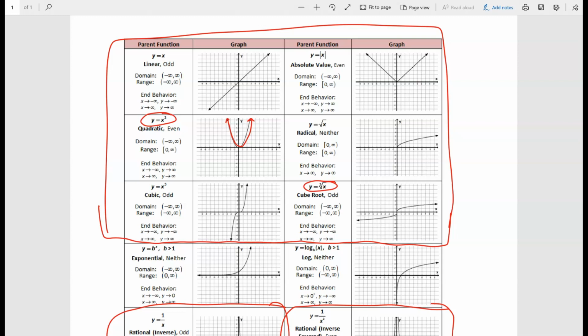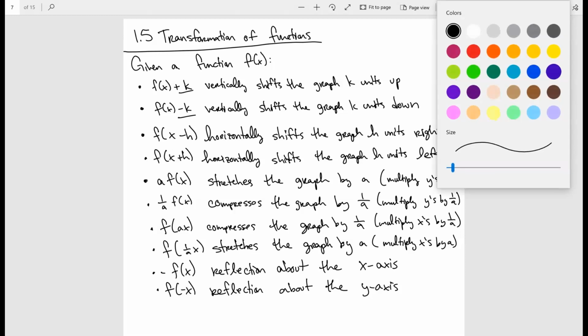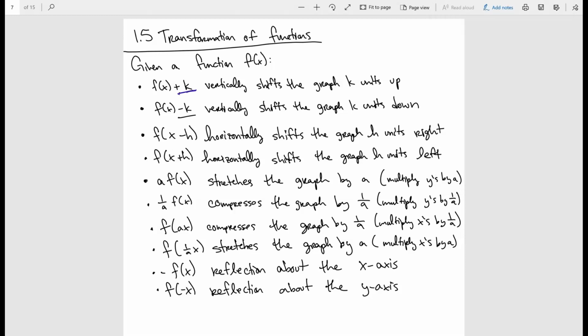Okay. All right. So now, what we're going to do is function transformations. If you want to pause the video, you can do so here. These are basically rules on how to shift and compress and reflect a function. So if I give you a function and I add a value outside of it, see here how I'm adding a k or subtracting a k. Well, when I add a k, I'm vertically shifting the graph k units up. Okay? If I'm subtracting the k, I'm shifting the graph down by k units vertically.